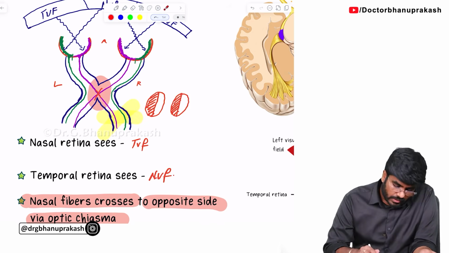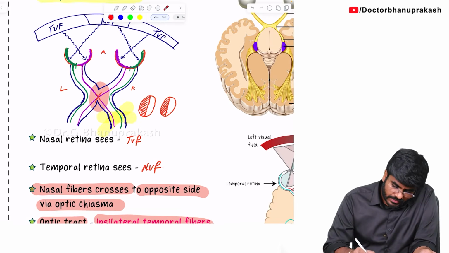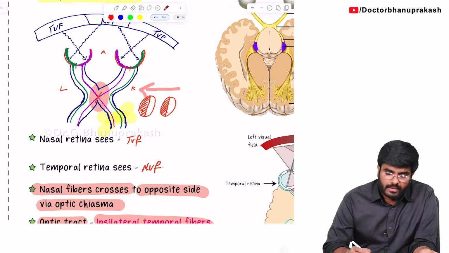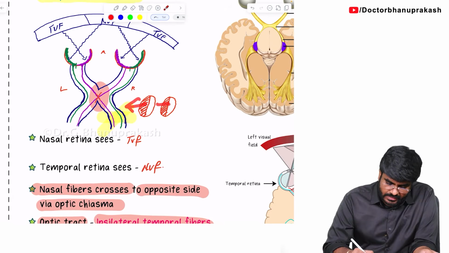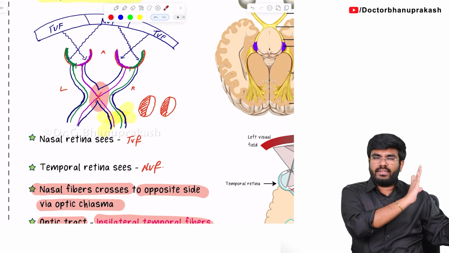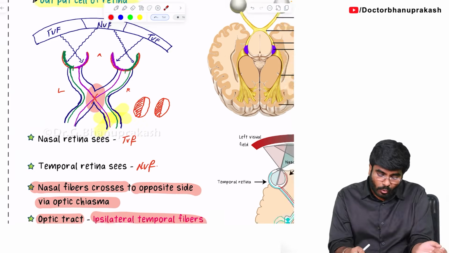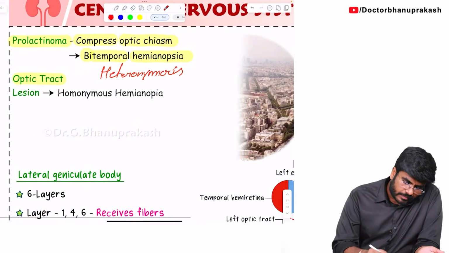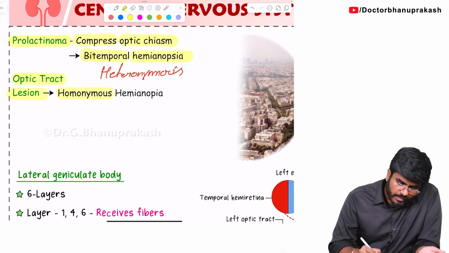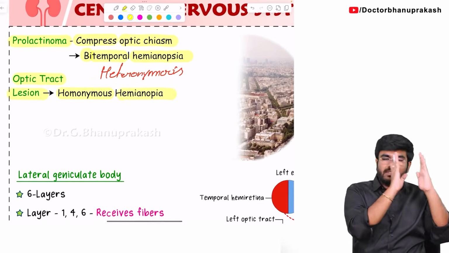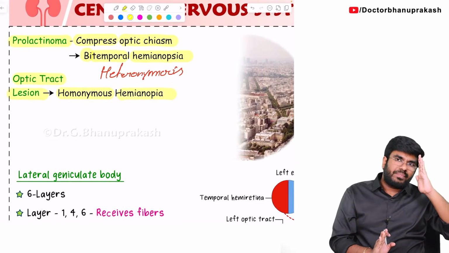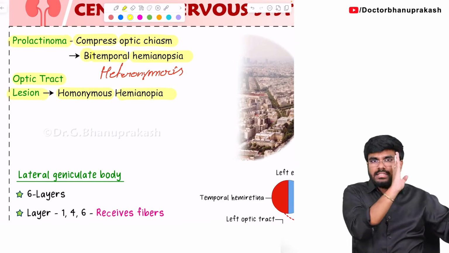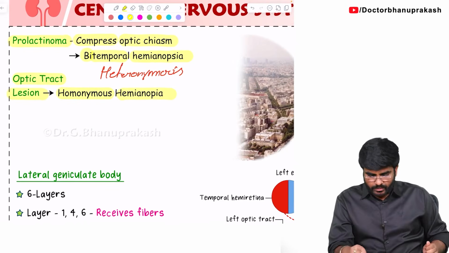That's why it's called homonymous, meaning the same side. Here, only the left side is affected. So this is called a homonymous hemianopia. It's not bitemporal. Why are we calling it homonymous? Because it's the same side: in one eye the temporal visual field is gone, and in the other eye the nasal visual field is gone. That's why it's homonymous. Next.